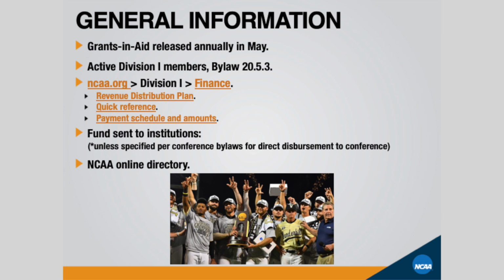Please reference Bylaw 20.5.3 if you are recently new to Division I. More information about all the Division I revenue distributions is located on ncaa.org under Division I, then under Finances. Documents such as the Revenue Distribution Plan, Quick Reference, and Payment Schedule could assist you or your independent auditors, athletic business officers, or CFO with revenue distribution specific or budgeting questions.